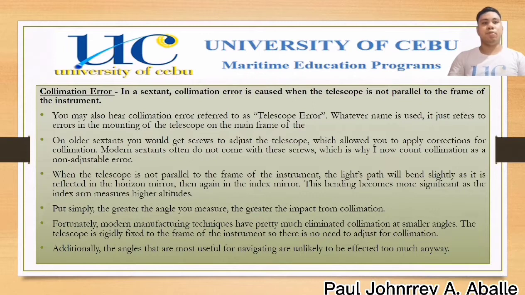When the telescope is not parallel to the frame of the instrument, the light's path will bend slightly as it is reflected in the horizon mirror, then again in the index mirror. This bending becomes more significant as the index arm measures higher altitudes. Put simply, the greater the angle you measure, the greater the impact from collimation. Fortunately, modern manufacturing techniques have pretty much eliminated collimation at smaller angles. The telescope is rigidly fixed to the frame of the instrument, so there is no need to adjust for collimation. Additionally, the angles that are most useful for navigating are unlikely to be affected too much anyway.